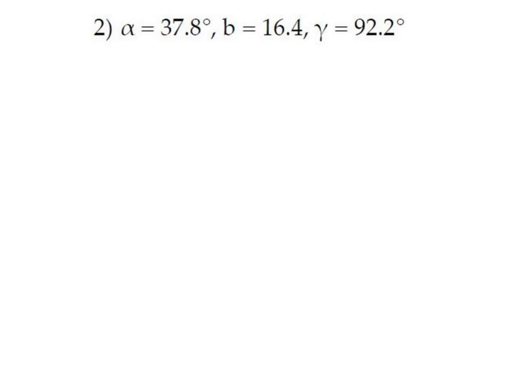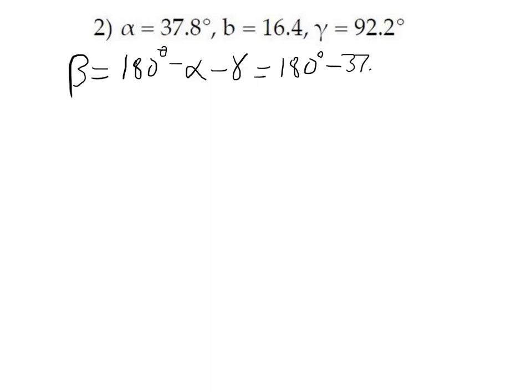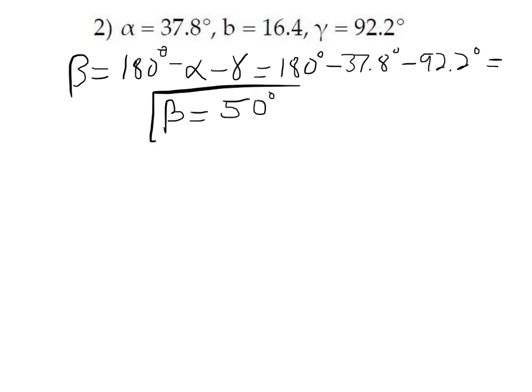Solve the triangle with the given information. Alpha, B, gamma. Right now we do not have an opposite pair. For alpha we need A. For B we need beta. For gamma we need C. However, since they give us two angles, we can find the third angle very easily, the same way we did in the previous problem. Beta is going to be 180 degrees minus alpha minus gamma. In this case, 180 degrees minus 37.8 degrees minus 92.2 degrees, and that gives us beta equals exactly 50 degrees. That's nice.